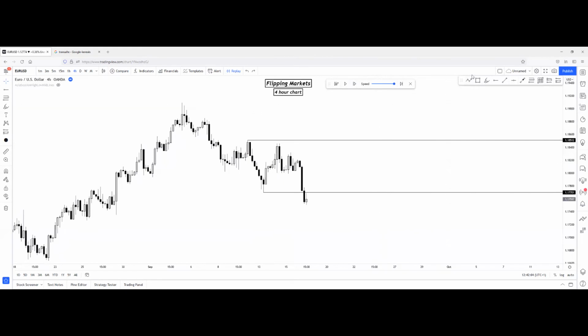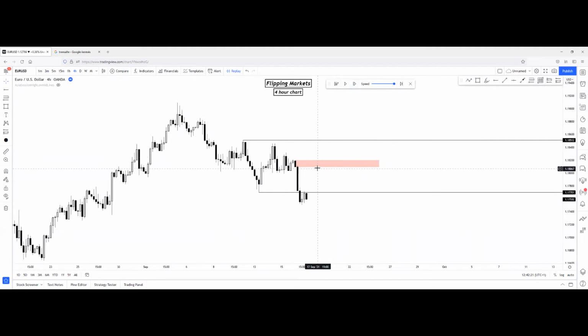So we have a new supply zone because it created inefficient movement and break of structure, and actually it didn't sweep any liquidity, but this is a really huge inefficiency. So this will be a valid zone. So let's just mark out the candle.